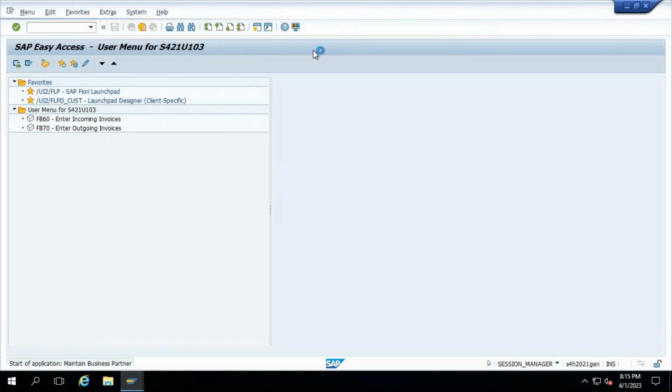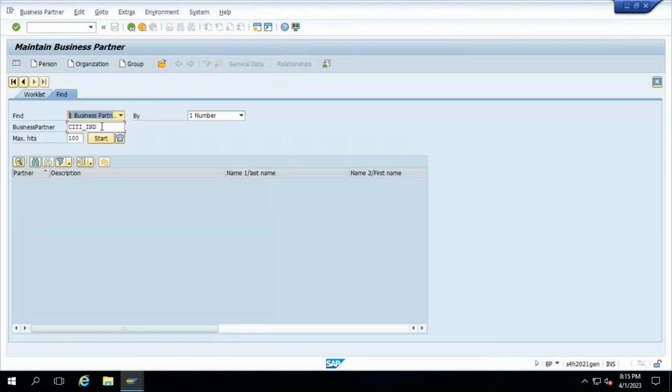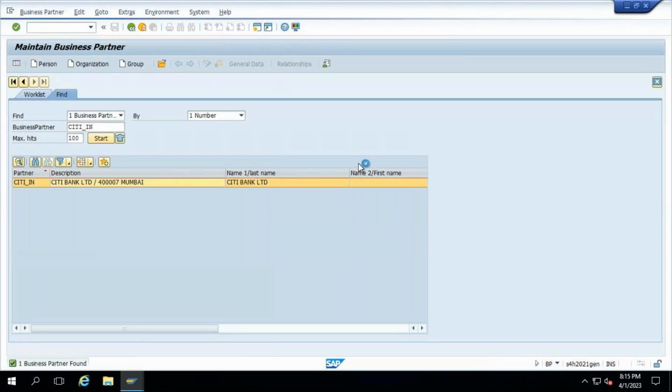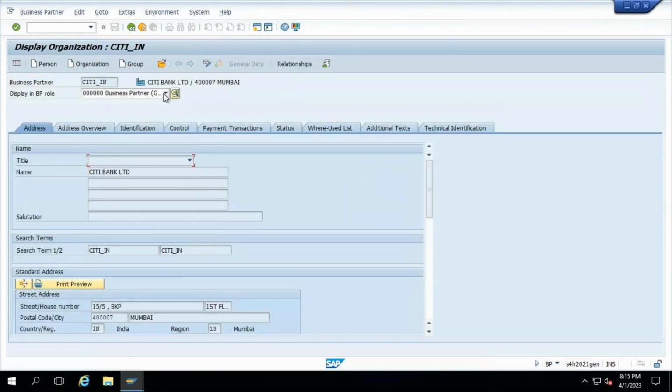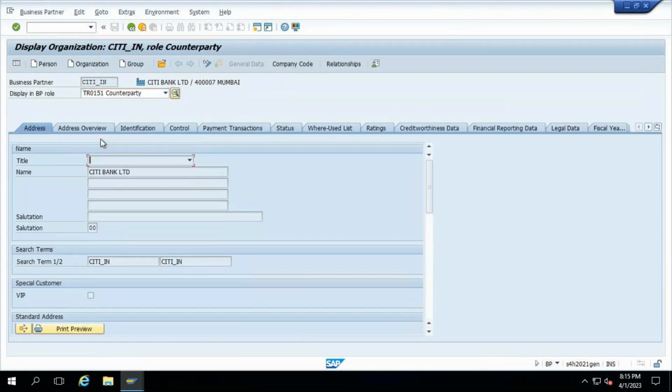So if you go to that business partner, this business partner would be created under a different BP role called the counterparty BP role. Now it has many tabs, it has an address tab, identification.